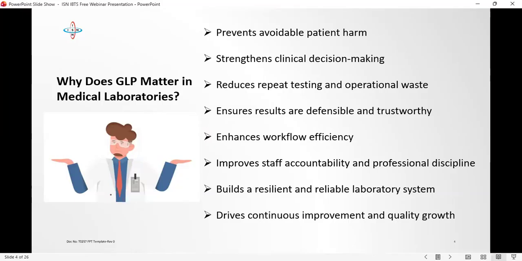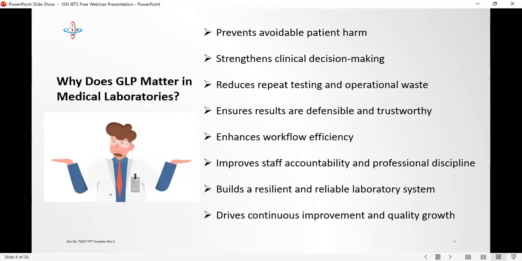It will also enhance workflow efficiency. When you put good laboratory practice into play, all of the requirements are considered. It will enhance your workflow efficiency. There will not be repeat testing, your turnaround time will reduce, and your workflow will go smoothly and efficiently.